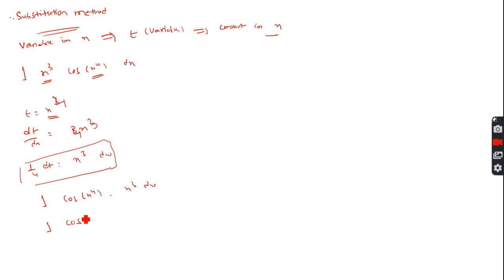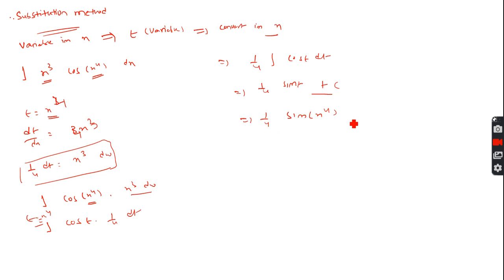Next, we substitute t is equal to x power 4, so we write cos t, and x cubed into dx can be written as 1 by 4 into dt. Therefore 1 by 4 into the integration of cos t into dt is equal to 1 by 4 into sin t. After completion of this, add c. Finally we substitute the t value: t is equal to x power 4. So this problem 1 is completed.